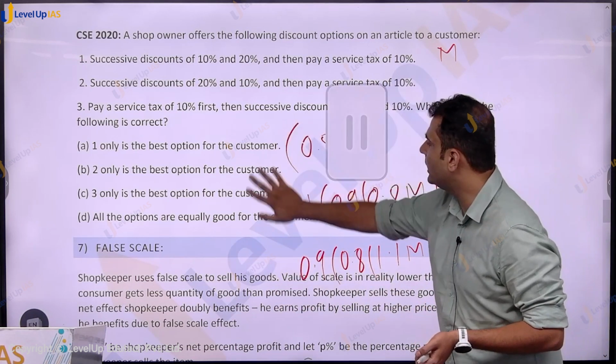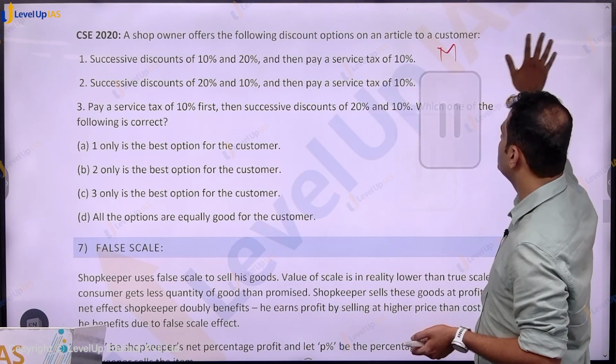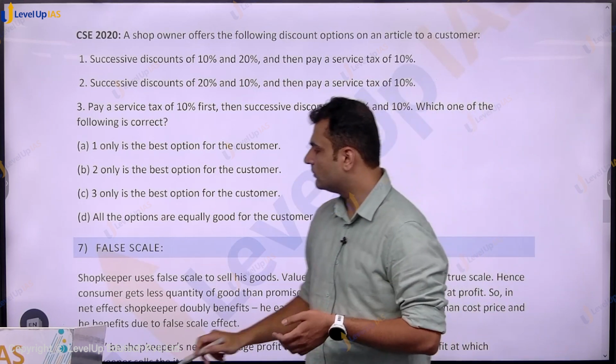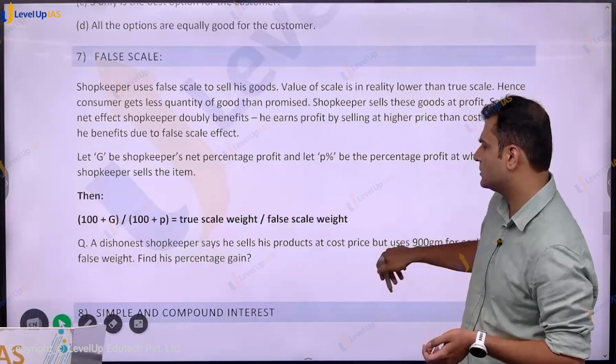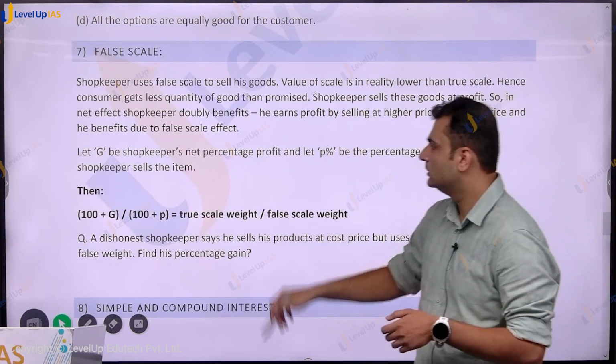So I hope you are understanding this. This was asked in 2020. I think this is the last section that I want to discuss. No, I think there is still more.